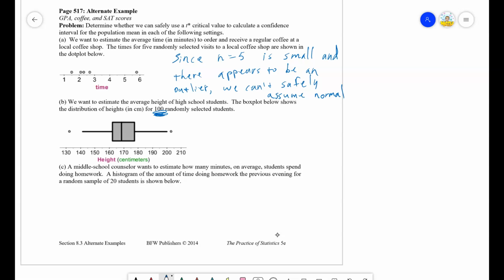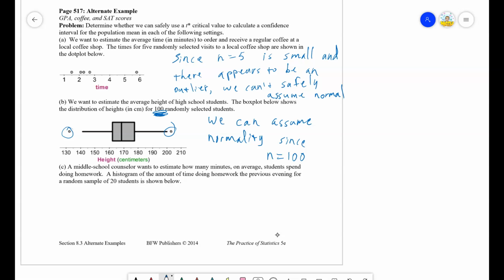So here I have a sample size of 100. So even though there's outliers here, it doesn't matter, right? We can assume normality, and we can use t star. So remember, with the t-distribution, we're assuming an approximate level of normality since n equals 100. And remember, as long as n is 30 or more, that's usually a pretty safe assumption.